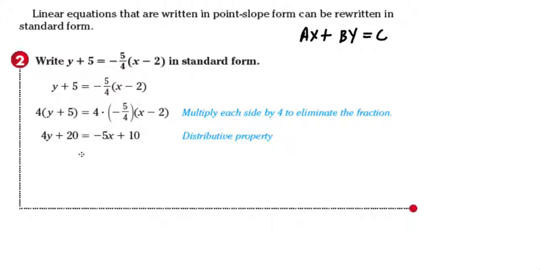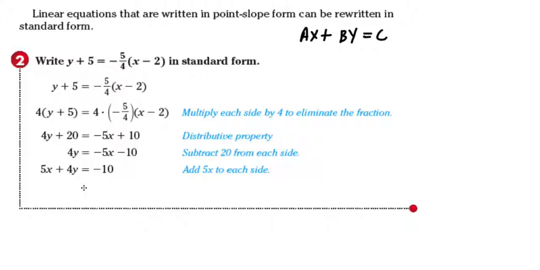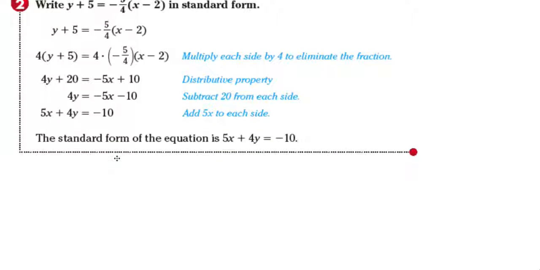Then we want to get rid of one of our constants, so we subtract 20 from both sides, and we end up with 4y equals negative 5x minus 10. We want to put it in standard form, so we add 5x to both sides. Now we have it in standard form, 5x plus 4y equals negative 10. That is the standard form of that equation.